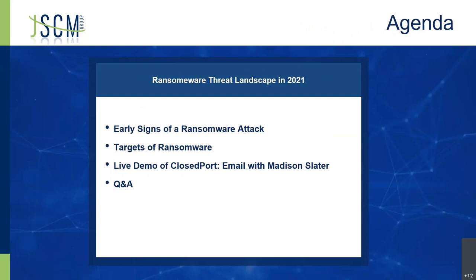So today we're going to cover several things. The first thing that we're going to cover is the early signs of a ransomware attack. We're going to talk about who is really the target for a lot of ransomware. Spoilers, it's everybody, but the percentages break down into some different ways. And then we're going to go into a live demo of the closed-port email protection platform with Madison, who is joining us. And then finally, we will have a Q&A, and I will enumerate why there is a bridge between ransomware and closed port email as we move forward. So let's go ahead and get started.